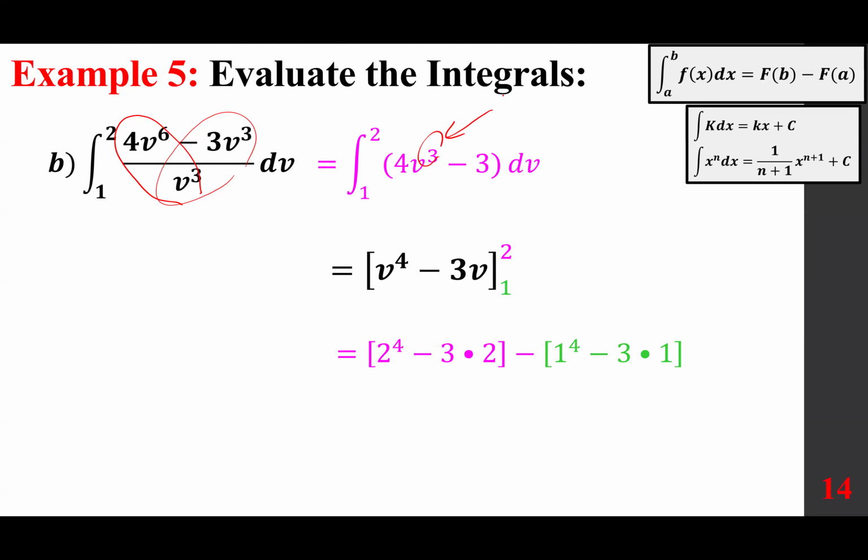When you plug in 2, 2 to the power of 4 is 16 minus 6 or 10. This is 1 to the power of 4 minus 3 or negative 2. 10 minus negative 2 means plus 2 means 12. So pretty straightforward, everybody.